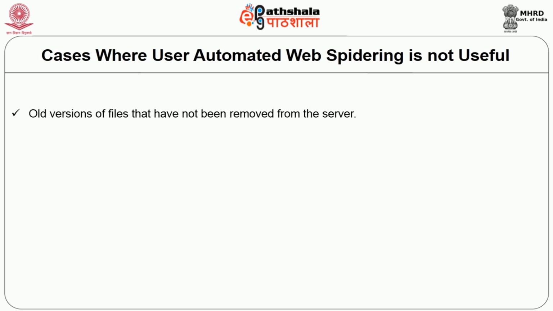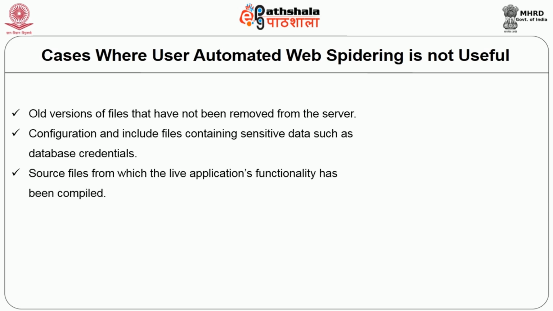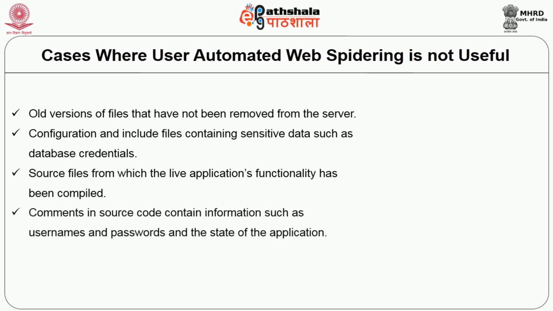In case of dynamic pages, this may contain vulnerabilities that have been fixed in the current version, but they can still be exploited in the old version. There are certain configuration and include files that contain sensitive data. To give you an example of sensitive data, they may contain database credentials. Source file from which the live application's functionality has been compiled. Comments in source code that in extreme cases may contain information such as usernames or passwords.